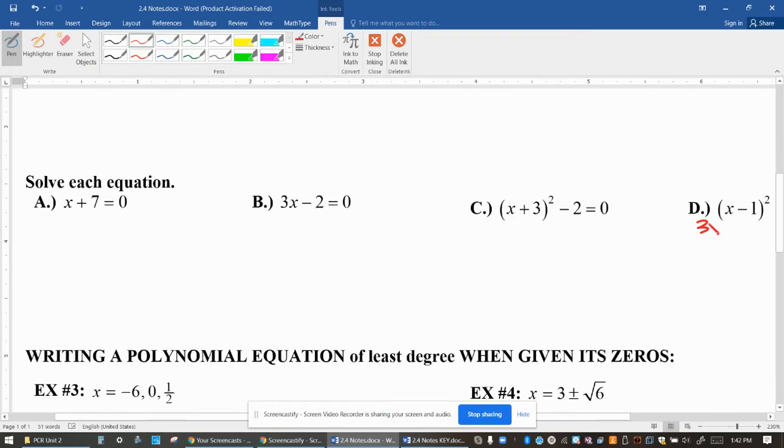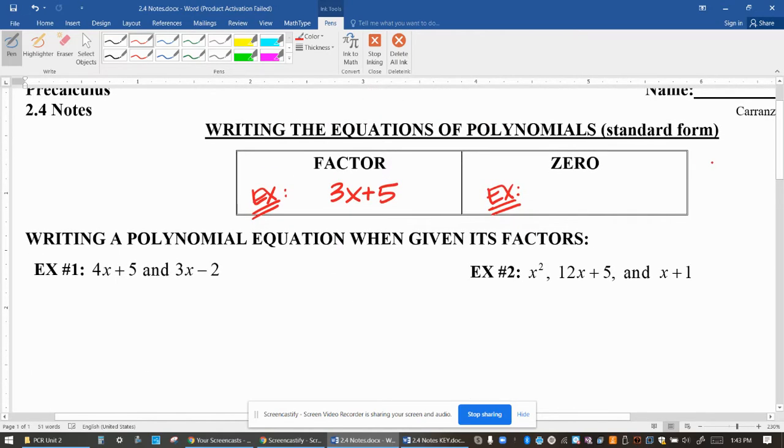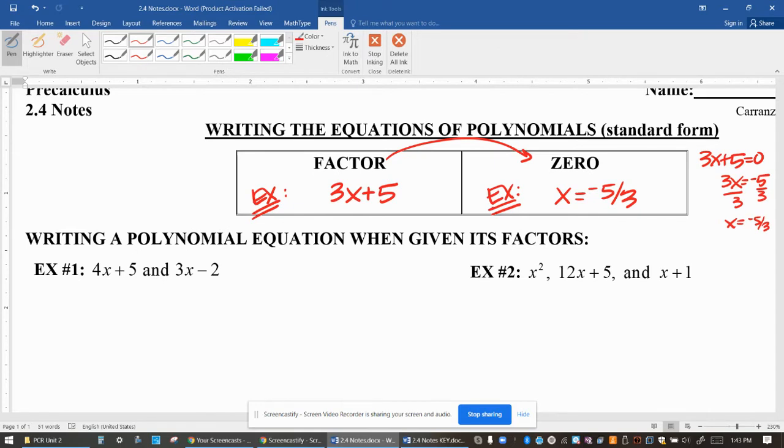So if I were to take the 3x plus 5, that was my previous factor, and set it equal to 0, subtract the 5, divide by 3, I would get an answer of x equals negative 5/3. So notice that factors are not set equal to 0. Only zeros and solutions are.